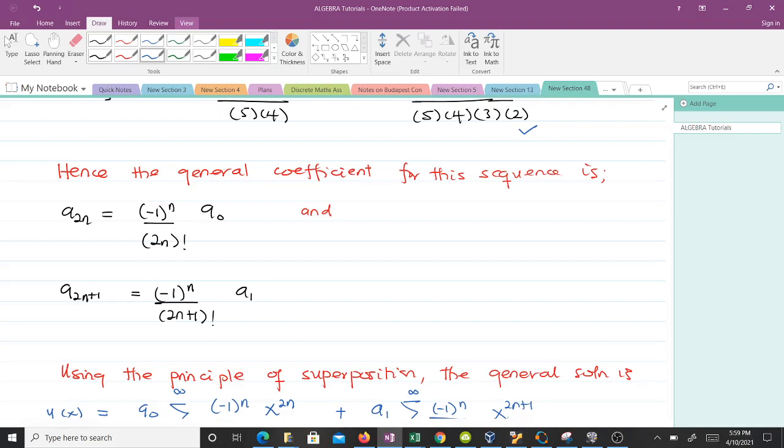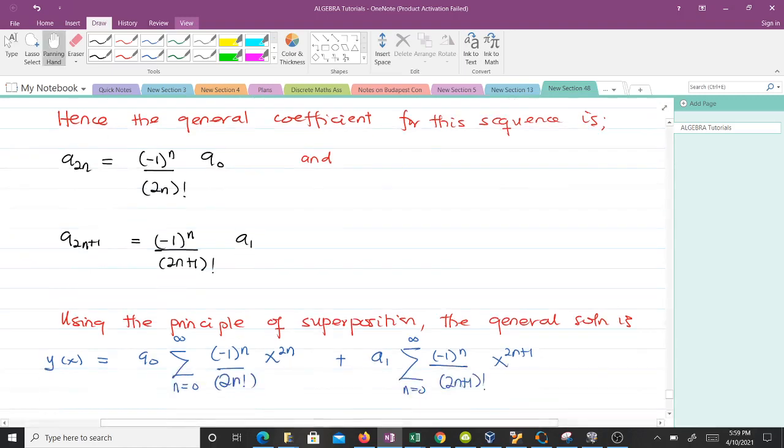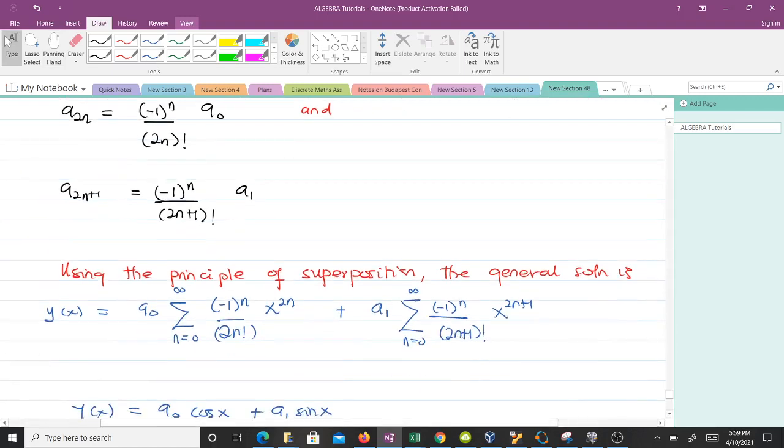All right. So now that we have them, we can use the principle of superposition to find the general solution. We will have the general solution y of x equal to a naught, summing from 0 to infinity. Then we put in our a2n, that's what we are putting here. So that's why you can see this here. Then we have x to the power 2n because of this 2n here.